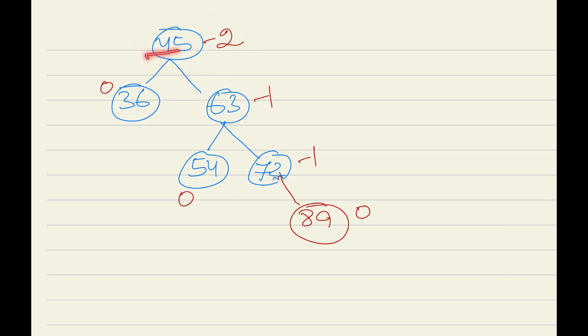So, from the critical node move towards the newly inserted node. So, path is RR. So, here you need to apply RR rotation and 45 is the critical node. So, to apply RR rotation, just pull the right subtree of the critical node in this direction. So, if we pull 63, that is the right subtree of the critical node 45 in this direction, then 45 comes here and 45 becomes the left subtree of 63.